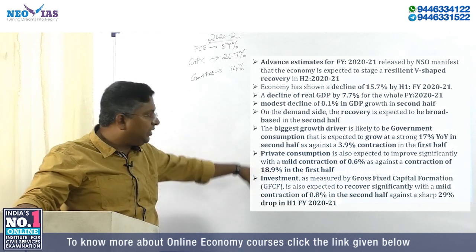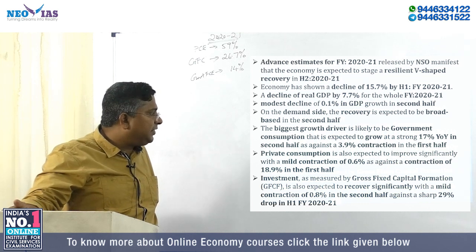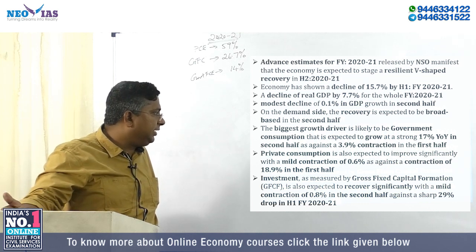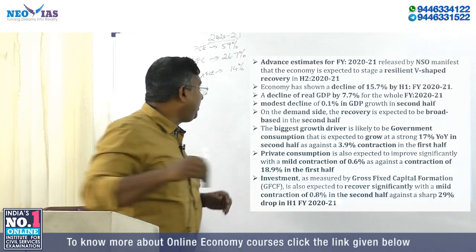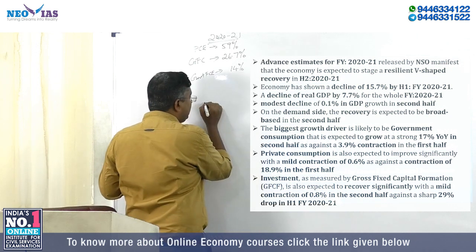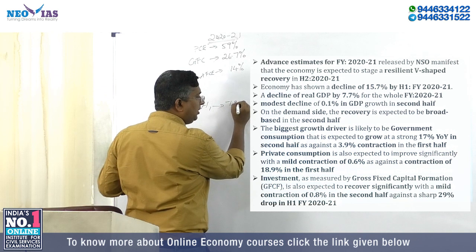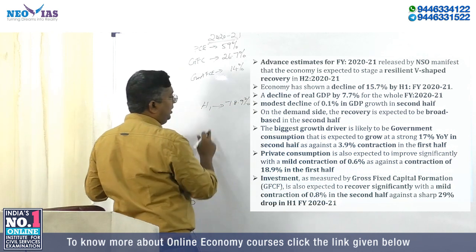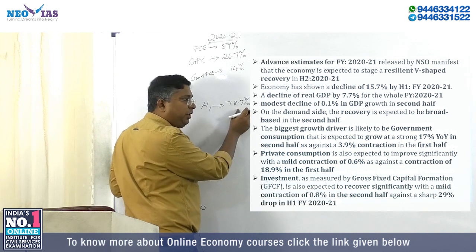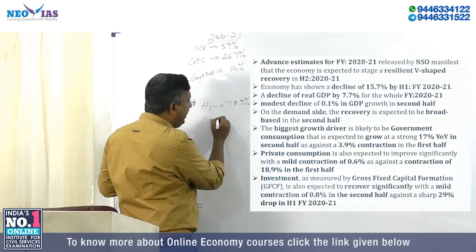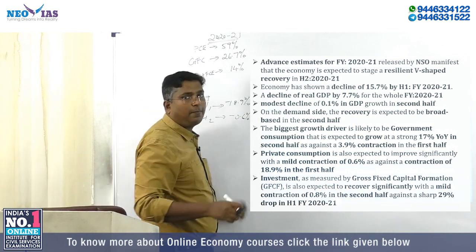Now coming to private consumption, that is household expenditure, which in the second half is expected to improve significantly. In the first half, private consumption declined by 18.9%, but in the second half, it is declining only by 0.6%. So it's a recovery.